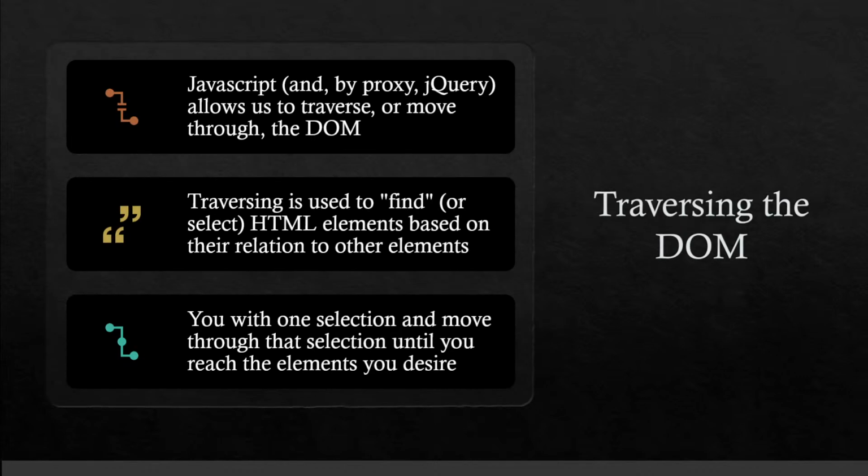Right, so as we're traversing the DOM, some things to think about here. JavaScript, and by proxy jQuery, allows us to move through the DOM, and we can basically use this to find HTML elements based on their relation to other elements. So you can make one selection and move through that selection until you reach the elements that you desire. Then you can trigger things based on events for these elements. Right, so pretty cool.